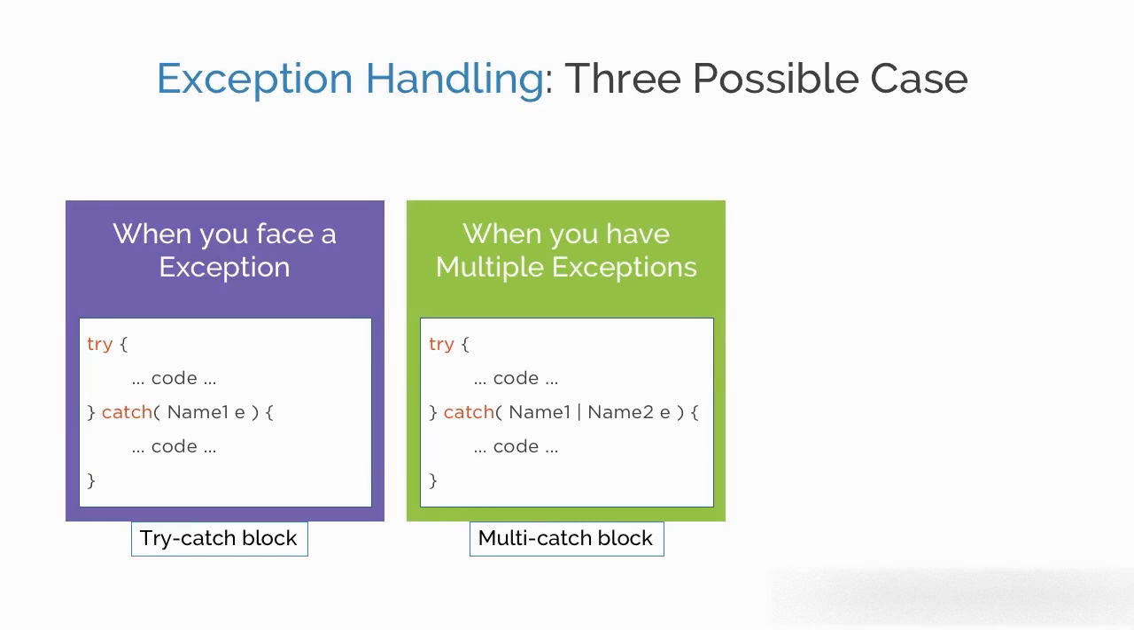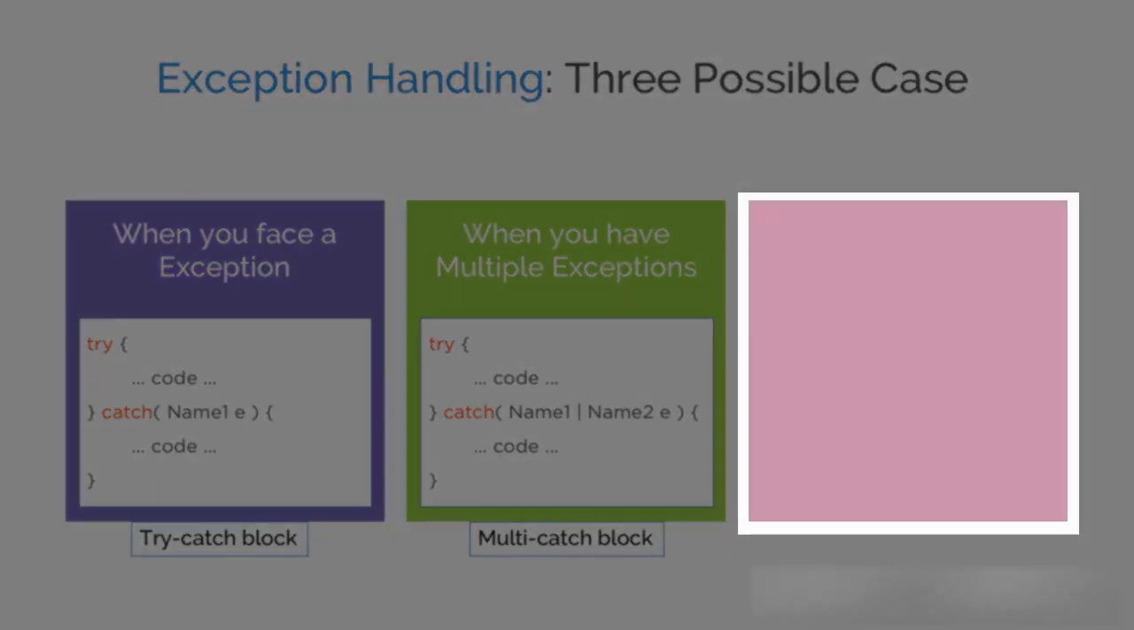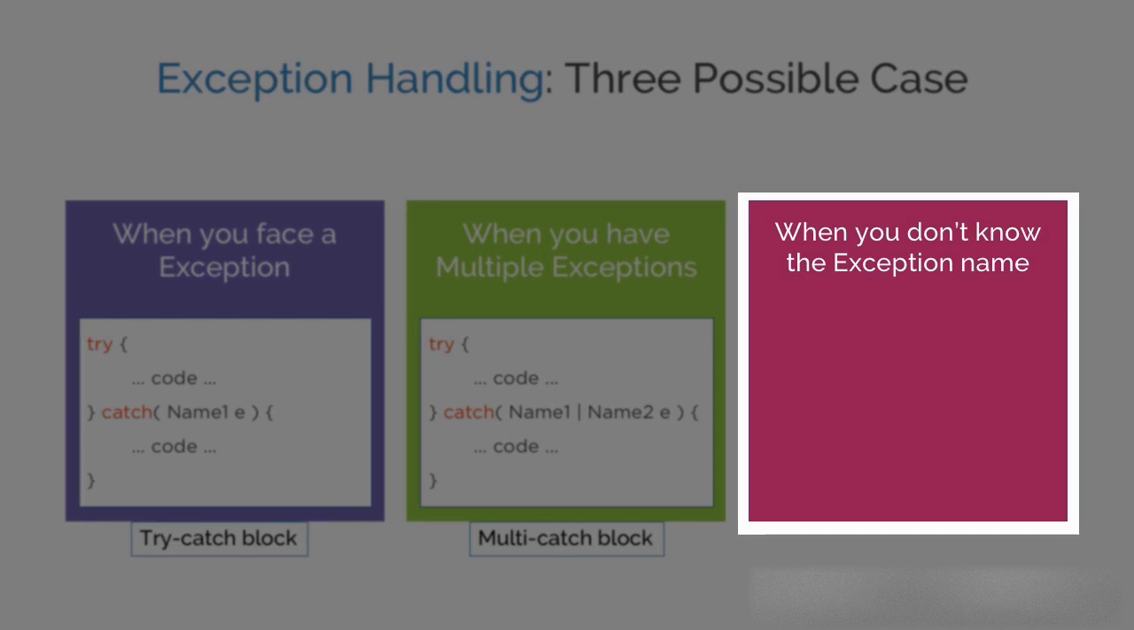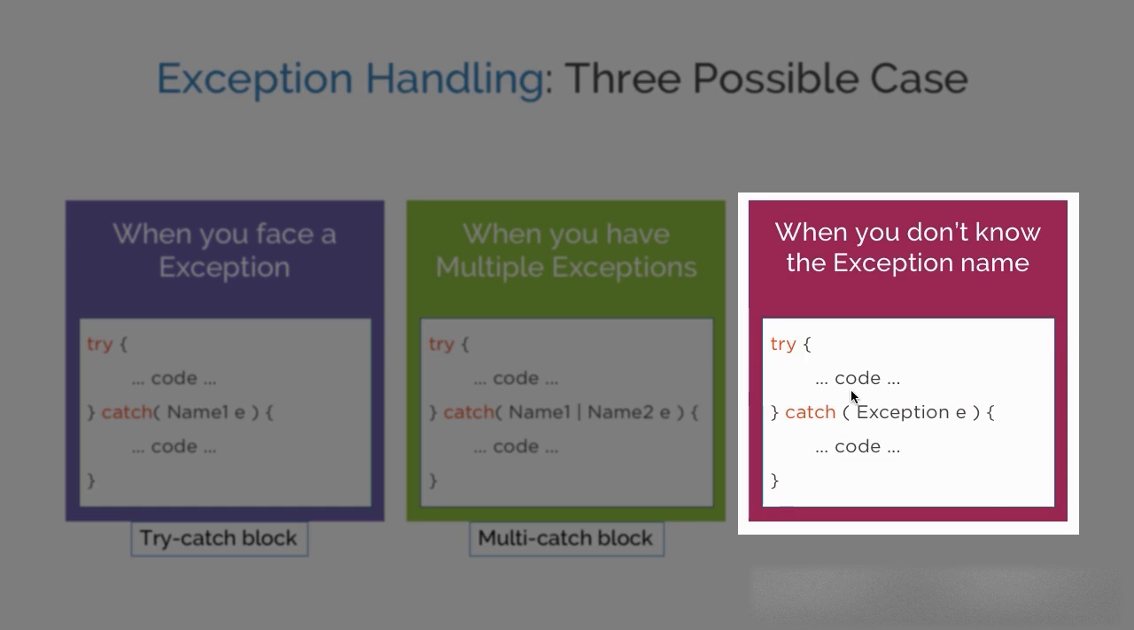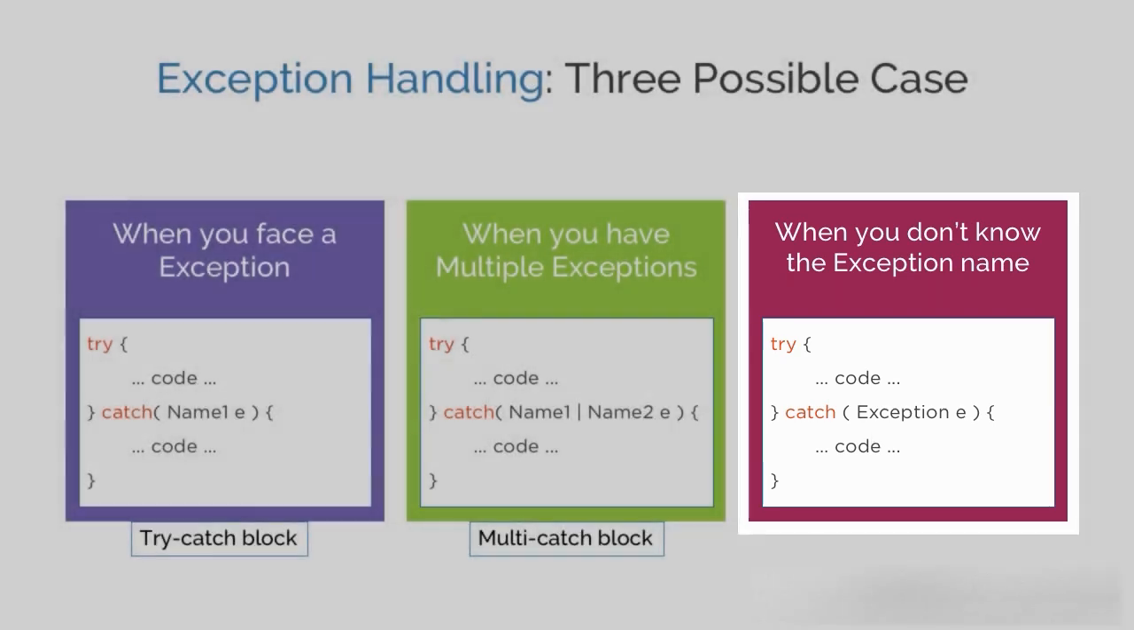And now let us come to our third and last case. Till now, whatever exceptions we saw, we were all aware of them. But what if you don't know the name of the exception? In that case, we have a solution. Try the code and then catch the general exception class. Let me show you such a scenario within the IntelliJ IDE.